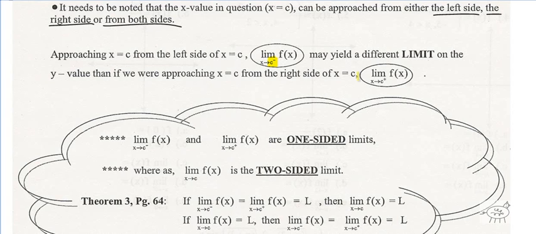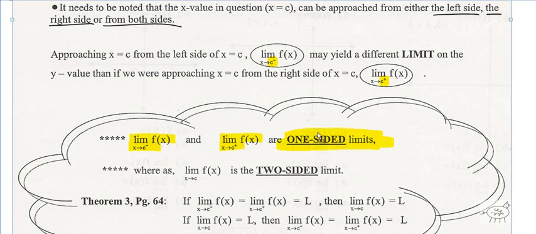And that may yield a different limit on the y value than if we were approaching x from c from the right side. And see this little plus sign right here? That means we're coming from the right side, so from the positive side. It's very important. When you see this, from the negative side or from the positive side, these are called one-sided limits. If you don't see any sign, like there's no sign, this is just x approaches c, that's called a two-sided limit. A one-sided limit, you see that sign, the plus or the minus, and if there's no sign there, that is called a two-sided limit.